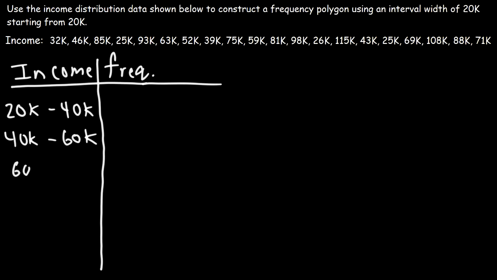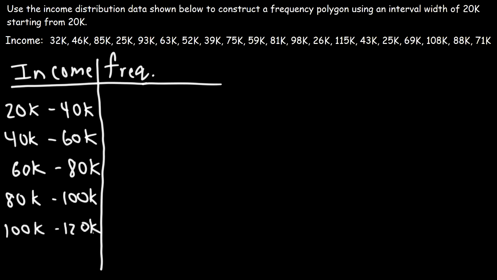Now for the next level, it's going to be between 60 and 80. And then it's going to be between 80 and 100. And finally, between 100 and 120. Now we don't have anything higher than 120. The highest income in our list is only 115K. So we can stop here.